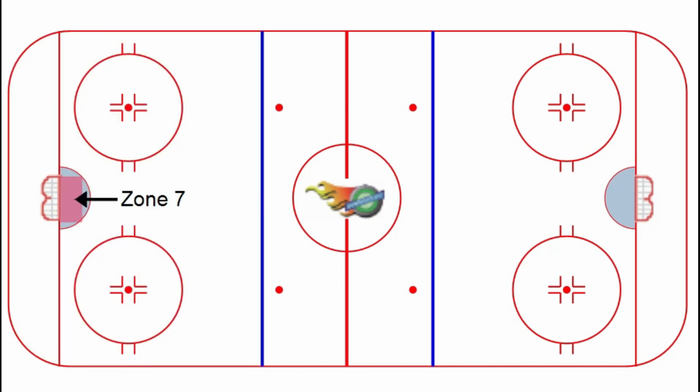Zone number 7 is known as the crease area. It's located here in this red box. Zone number 8 is this blue area, and it too is part of the crease, but we'll get more into that later. Zone number 9 is located outside of the crease. To locate this zone, stand at the top of your crease in the red box and hold your stick arm's length with the blade pointing down towards the ice.